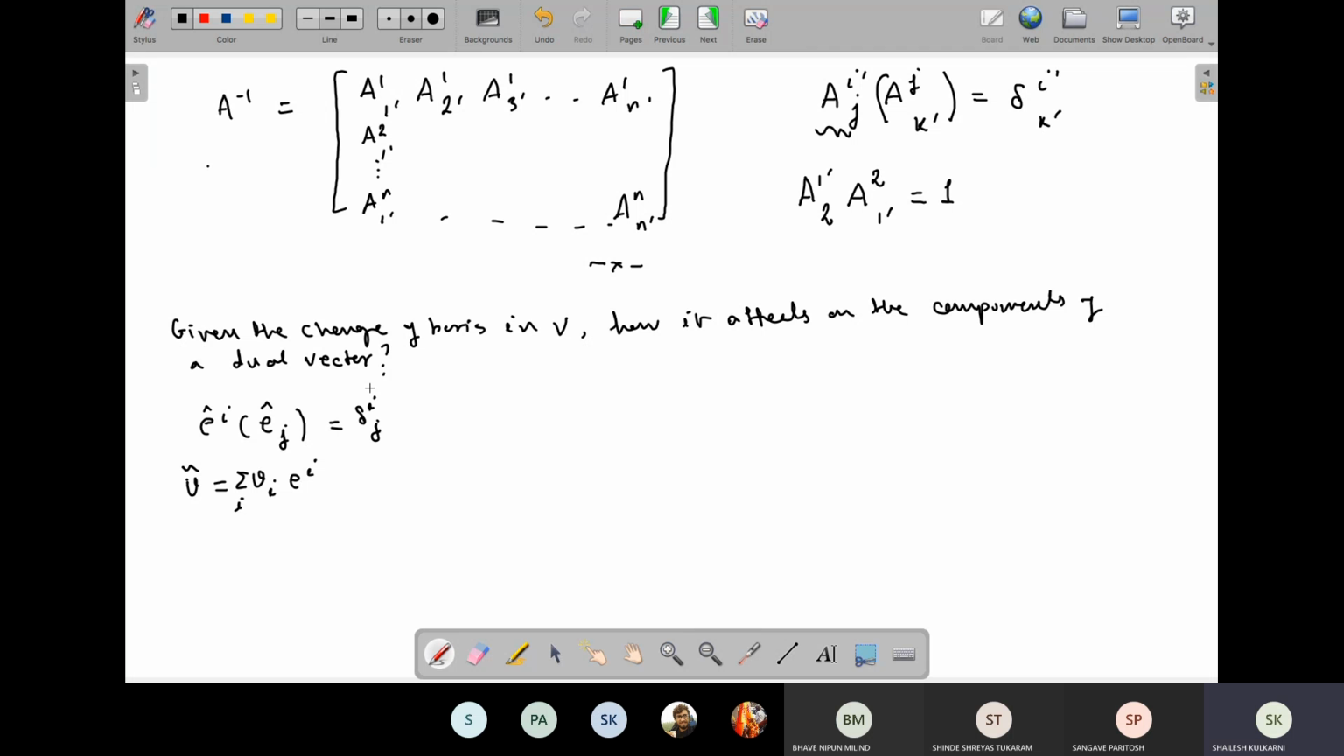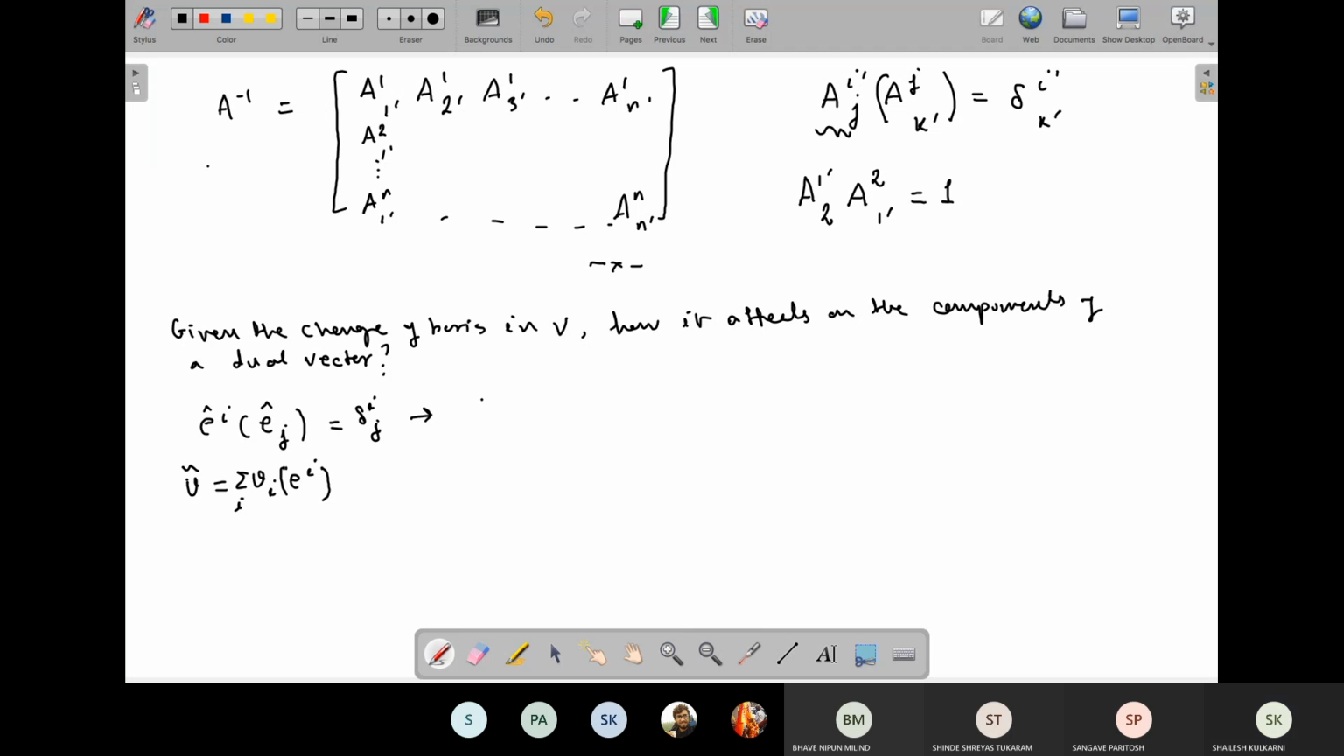Yeah. So firstly, in order to know this, we should know how this basis transforms. If I change the basis in V, first we should know how the dual basis changes. That is very easy to get. So we will use this relation.